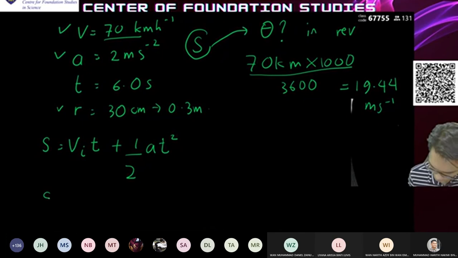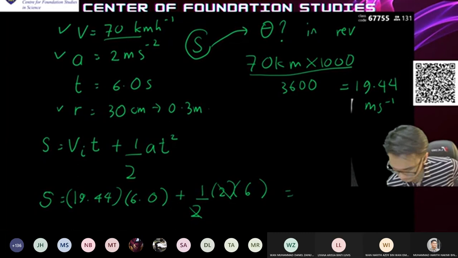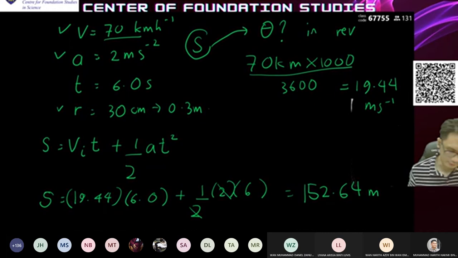So the displacement is equal to 19.44 times time, times adalah 6 saat, plus half, acceleration given is 2, and time is equal to 6 second. Then we can cut. Okay, berapa jawapan untuk displacement? This is linear displacement. Anyone? One five two point six four meter. Okay, but this one is in meter. This one is the linear quantities.